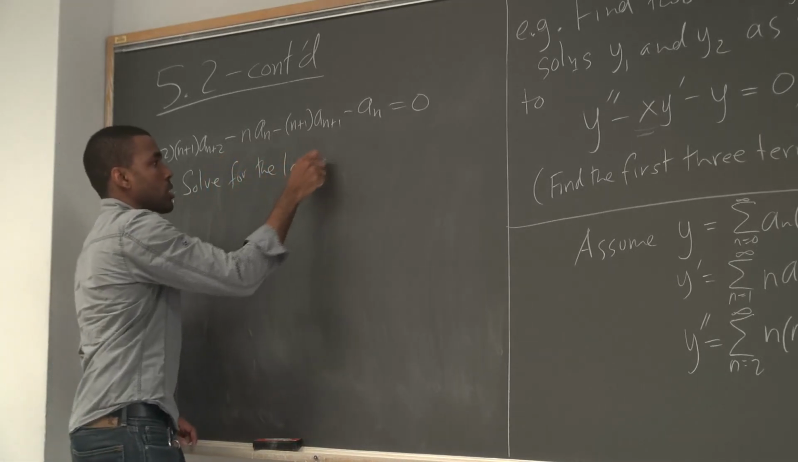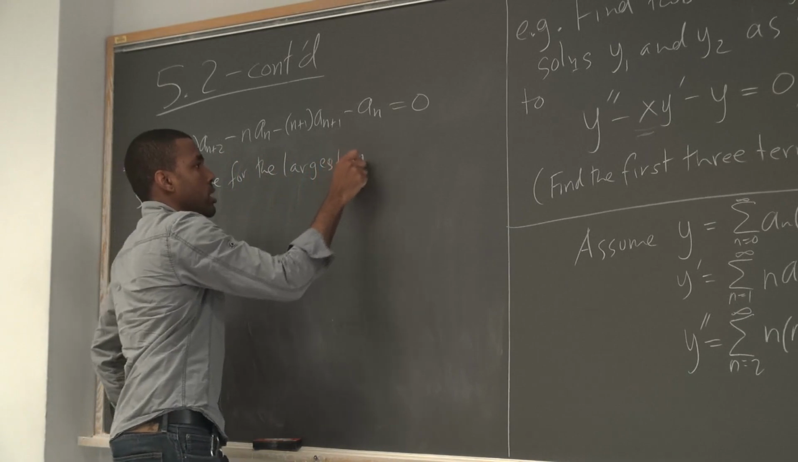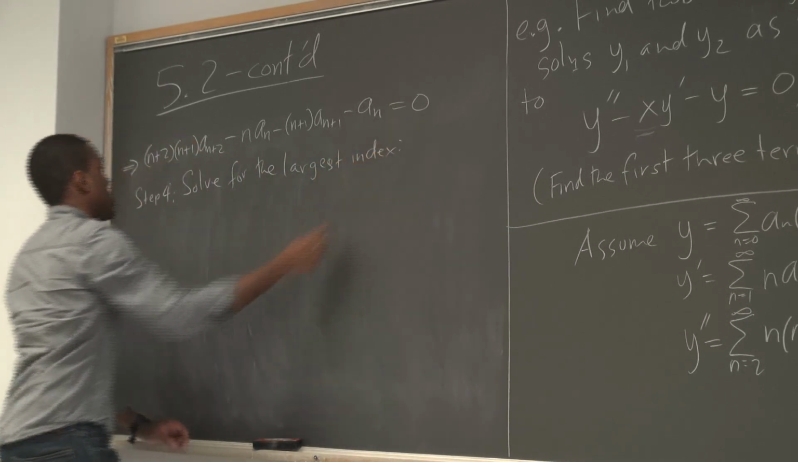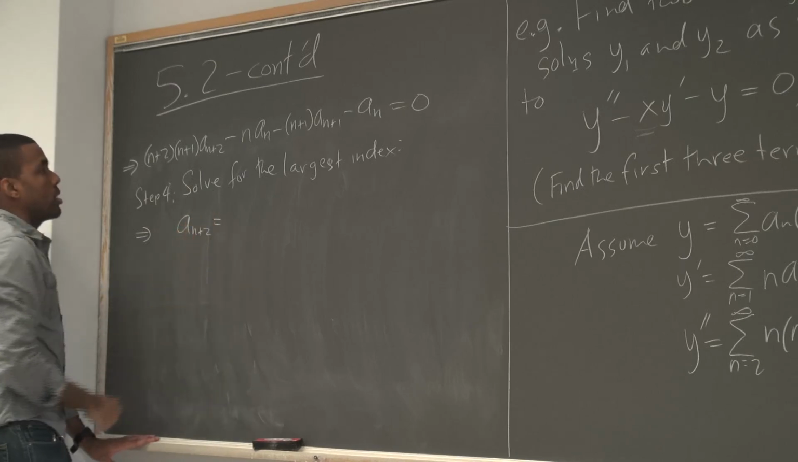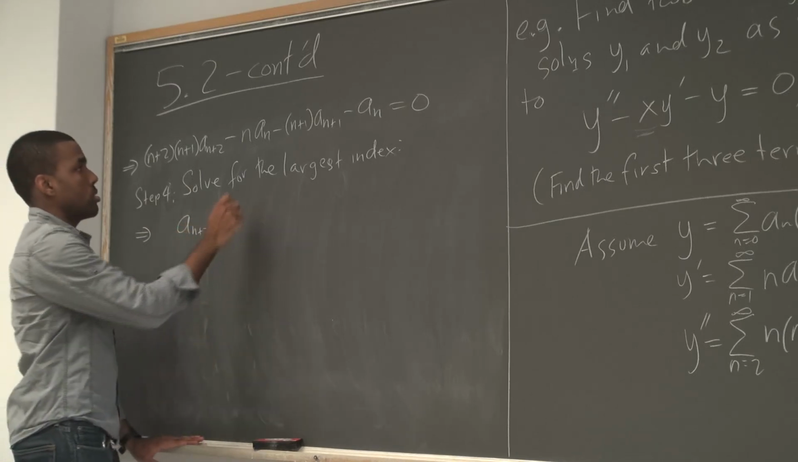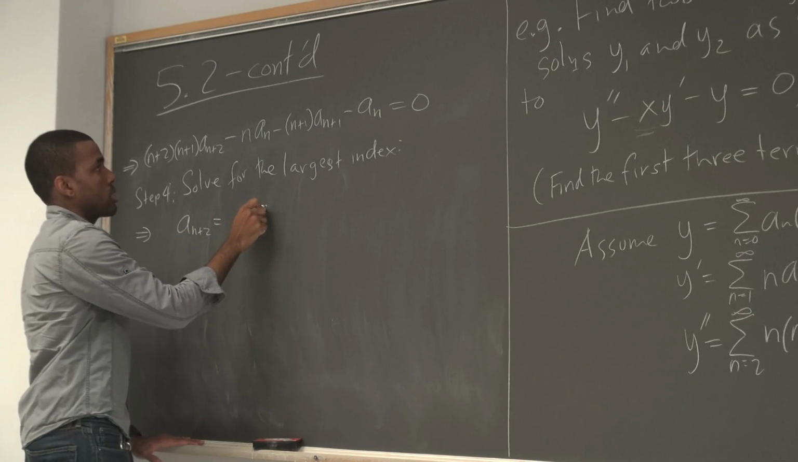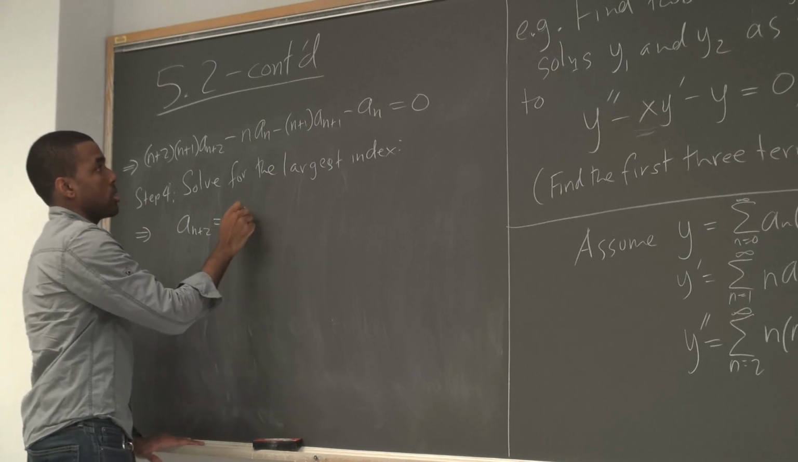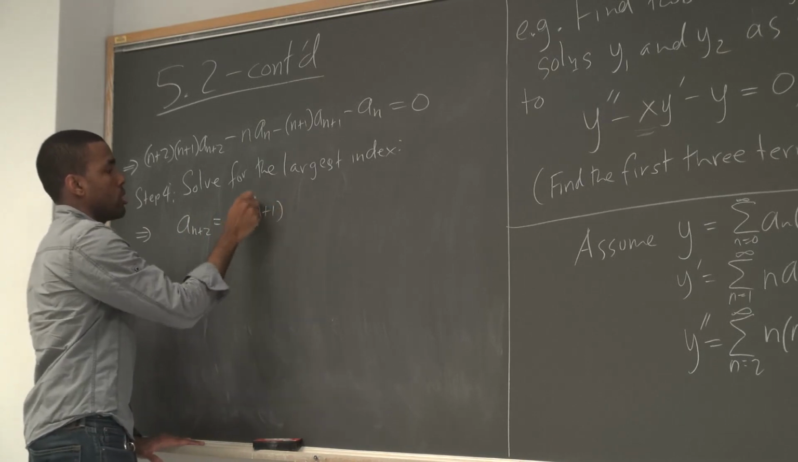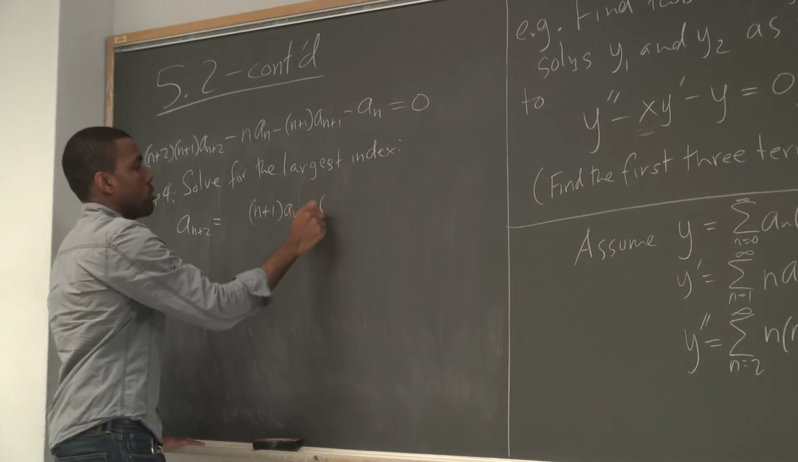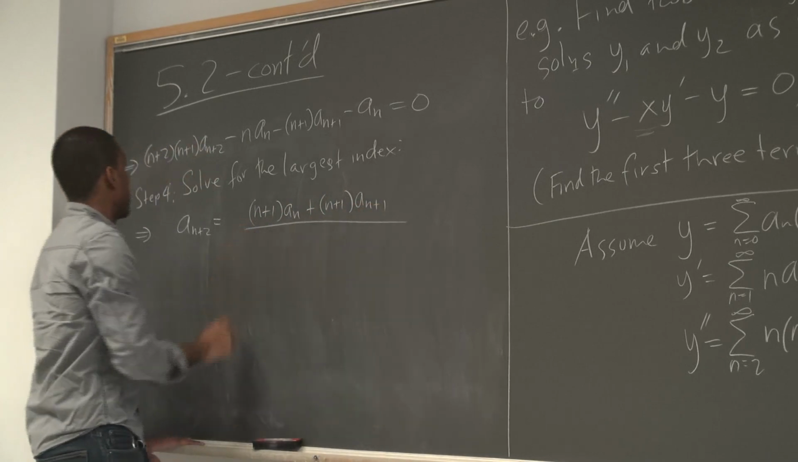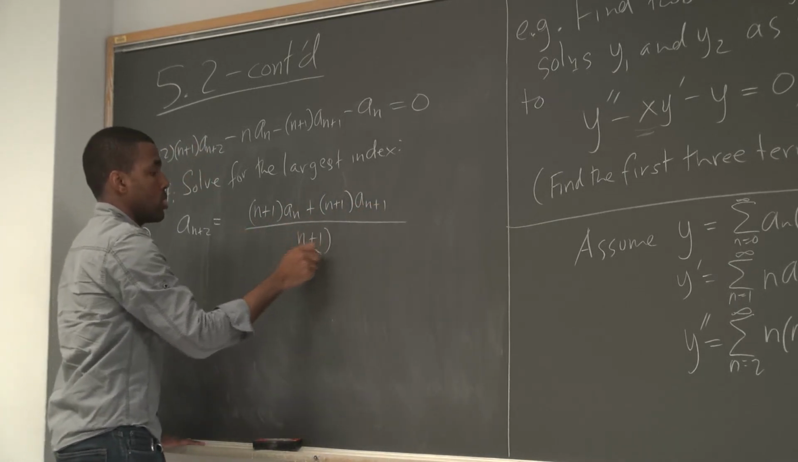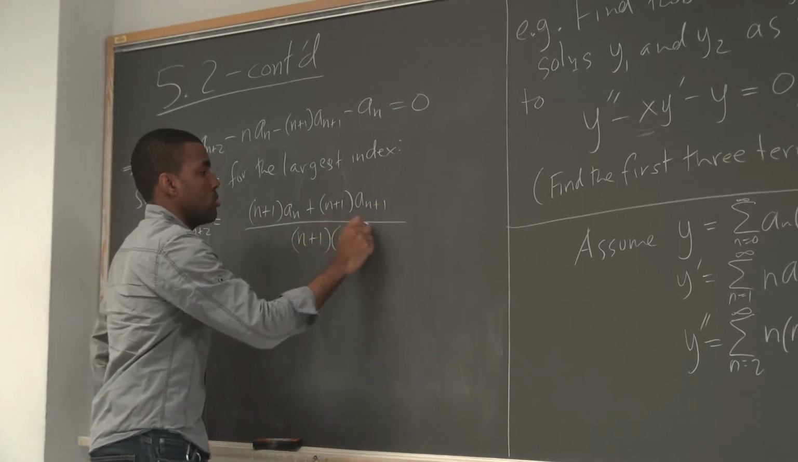Right, solve for the largest index. So this means I'd solve for a_{n+2}. This gives us (n+1)a_n plus (n+1)a_{n+1}, all over (n+1) times (n+2).